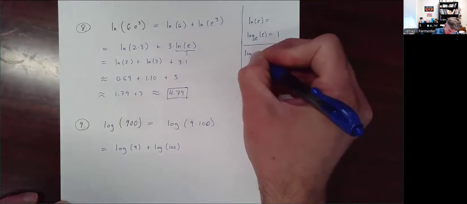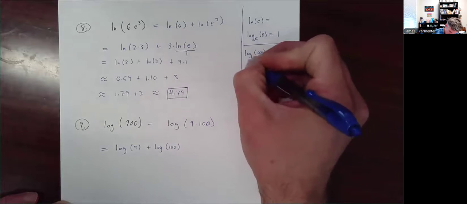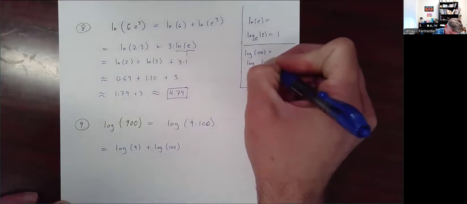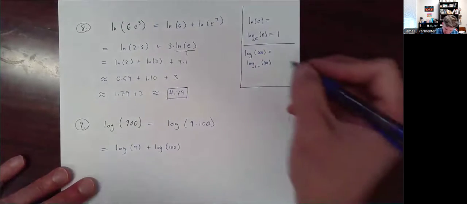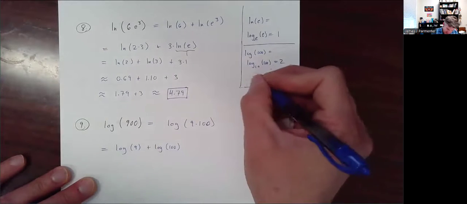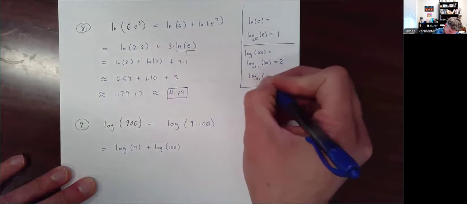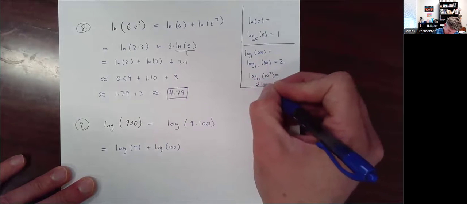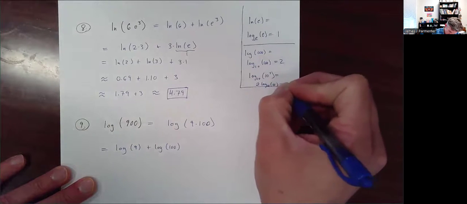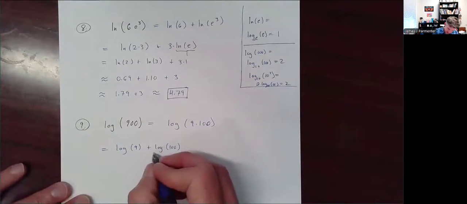Log of 100 is really log base 10 of 100, right? It's just an abbreviation again. And you're saying 10 to what power equals 100? Oh, the power is 2. Or if you prefer, you can even say log base 10 of 10 squared, and then that 2 comes down. And you get 2 times log base 10 of 10, which is just 2 times 1. So that's going to be a 2.